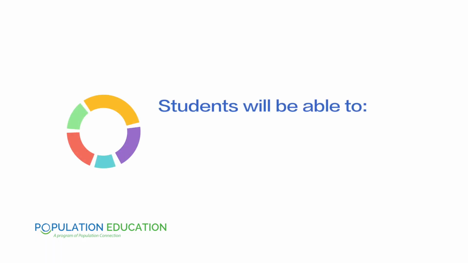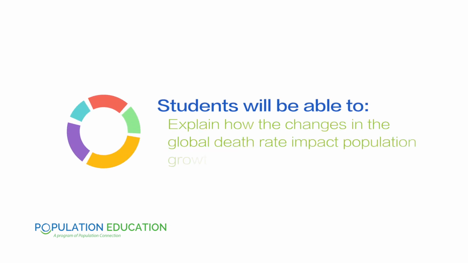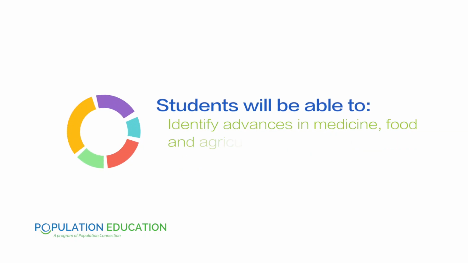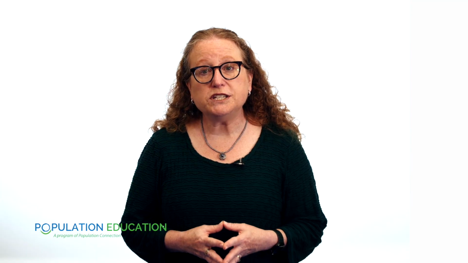The objectives for this activity are: 1, describe the trajectory of human population history; 2, explain how the changes in the global death rate impact population growth; and 3, identify advances in medicine, food and agriculture, and public health and sanitation that contributed to population growth during the Industrial Revolution. All of the materials you need for this activity are included in the lesson plan PDF.